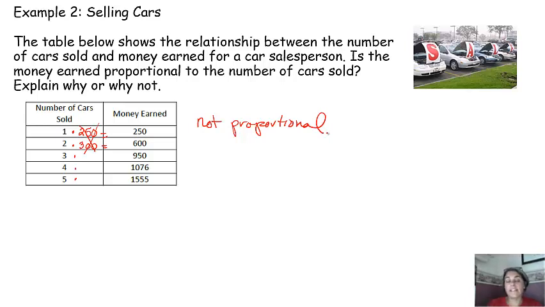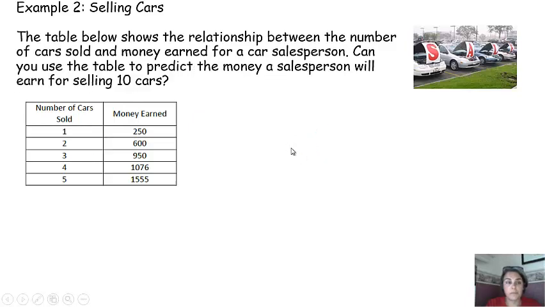And it's as simple as that to decide if a relationship is proportional. If there's not a constant value to multiply by every single time, it's not going to be proportional. Let's take a look at the same example. Now we know the relationship's not proportional, but can you still use that table to try to predict the money a salesperson will earn for selling 10 cars? What I need for you to do is pause the video, try it out, and come on back.